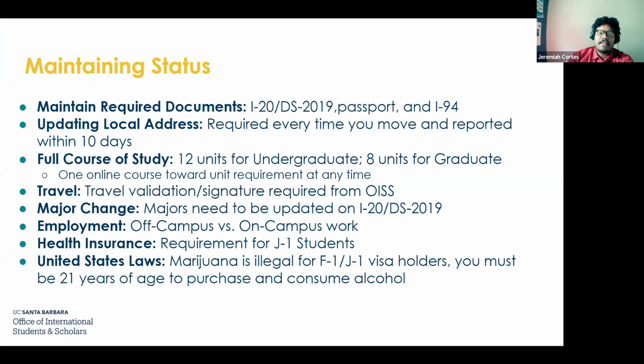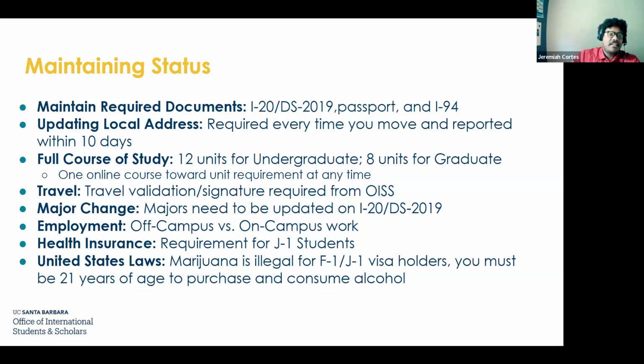Also, in California, marijuana is legal, but it is illegal for our F1 J1 visa holders. You guys are under federal law. You guys do need to comply with federal law. You guys can consume alcohol, but you do need to make sure that you're over the age of 21. Very straightforward. And then, yes, any major changes that you guys experience, please let us know. We can always get that updated for you, but very straightforward.